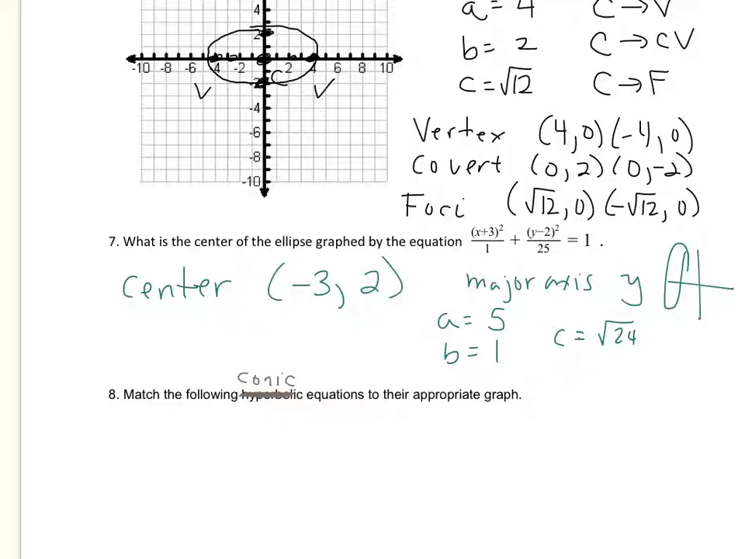All right, the last question on here should probably be the most popular, because it says, match the following conic equations to their appropriate graph. Anytime there's a graphing problem, we can graph any relation in Desmos very simply. So this is really not going to be very difficult to do. But I'm going to go through the theory, describe the equations, and see if we can do it that way as well.